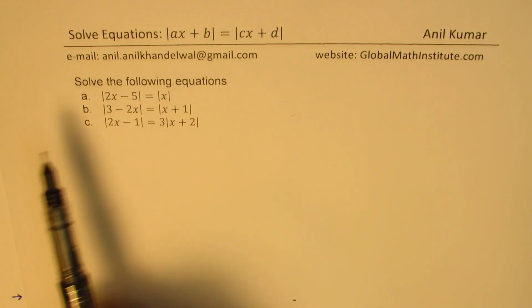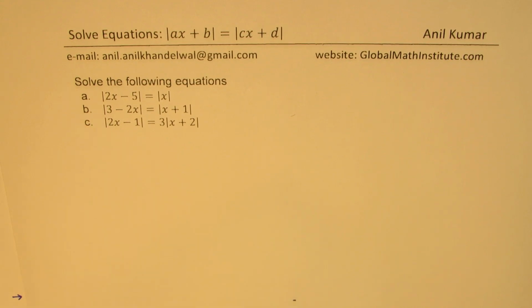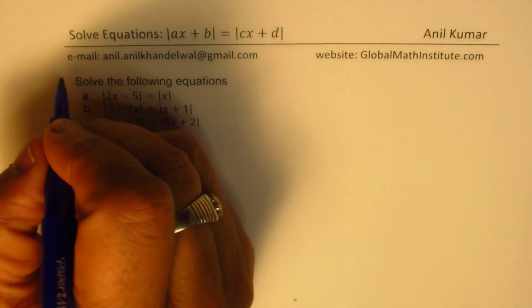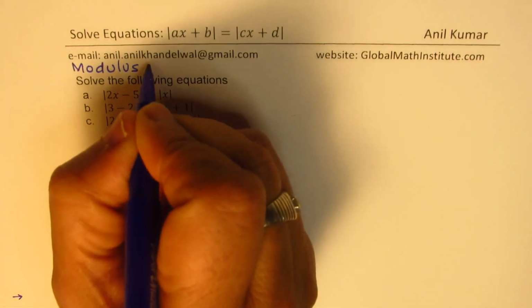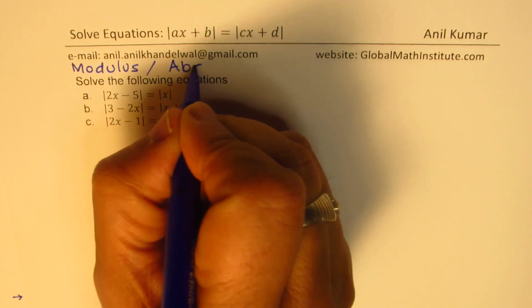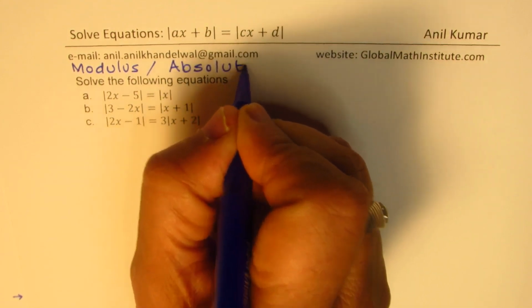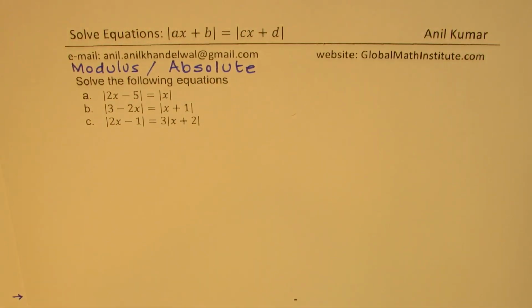Solve the following equations. Absolute value of 2x minus 5 is equal to absolute value of x. We also say modulus, right? So the two terms used here are modulus or absolute. Okay. So both mean the same thing. So these are always positive values.